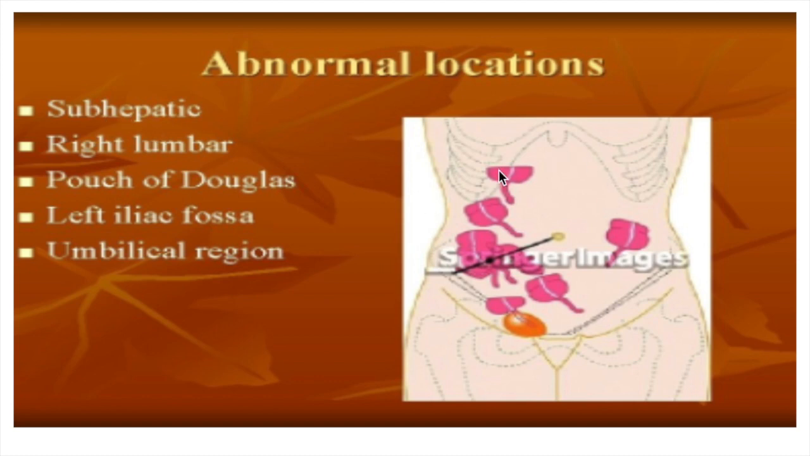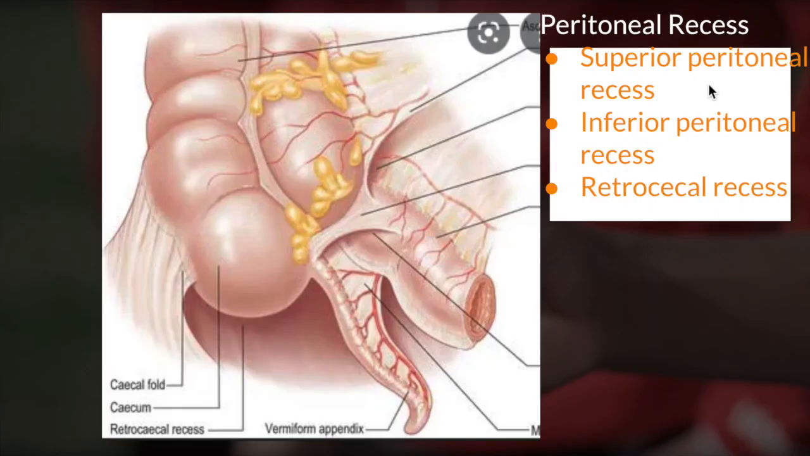First one is a subhepatic position. Next are right lumbar, pouch of Douglas, left iliac fossa and umbilical region. Like this, it occupies various positions. Next one, peritoneal recess. This peritoneal recess is nothing but spaces or gutters which are produced by the lining of peritoneum.